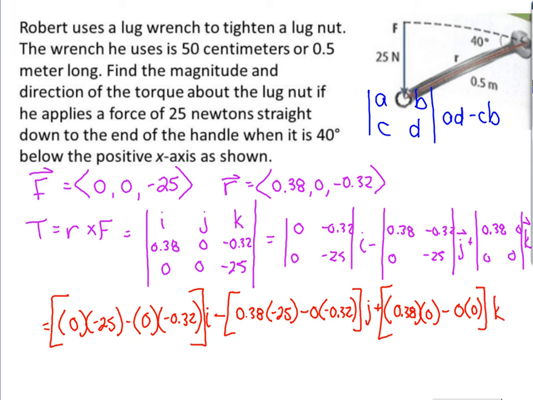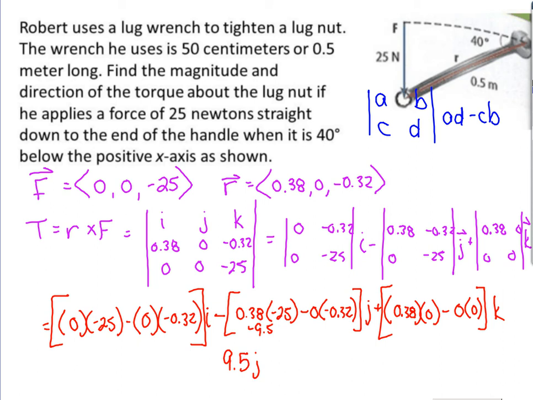(0.38) times negative 25 minus 0 times negative 0.32 j plus 0.38 times 0 minus 0 times 0 all times k. Now in the first one we have 0 times a number and 0 times a number, so those are going to cancel out and give us 0. On the second one we have 0.38 times negative 25, and that's going to give us a value of negative 9.5. Then we're going to have 0 times this, which is going to give us 0.